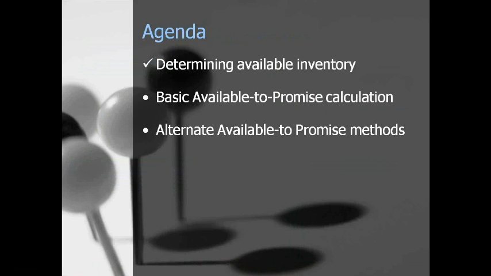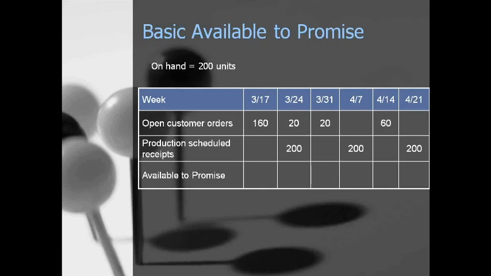Now we've looked at how you determine what inventory you have available by looking at what you have on hand, what you have coming from production, and the existing open orders that you have. So now we're going to look at how a standard ERP system will handle the basic available to promise calculation. This grid here comes right out of an ERP system. It basically uses the master production schedule as a data source for customer order promising.